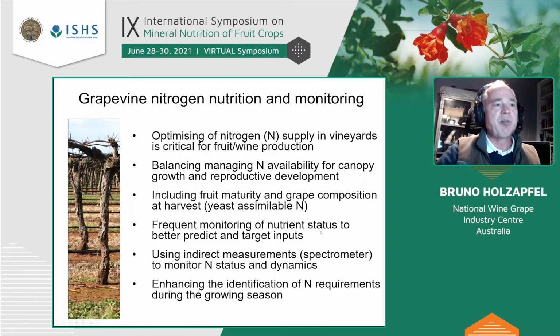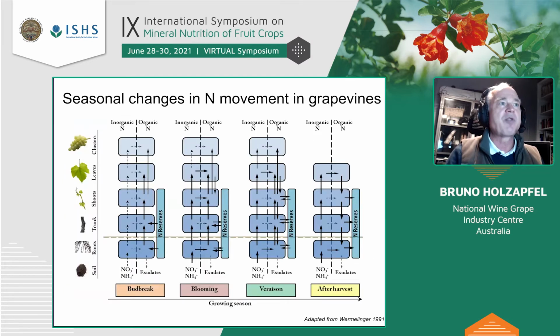So if you frequently monitor the nutrient status, that helps to predict what's happening and can better target the inputs. One way of doing it is measuring it indirectly. A spectrometer is one of the options there to monitor this nitrogen status, the dynamic changes during the season. And that will help to identify the nitrogen requirements all the way through until leaf fall, really, because there are a number of changes that are happening.